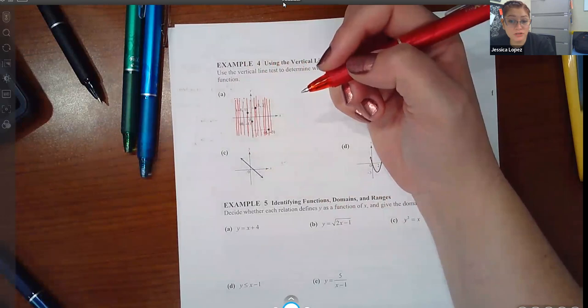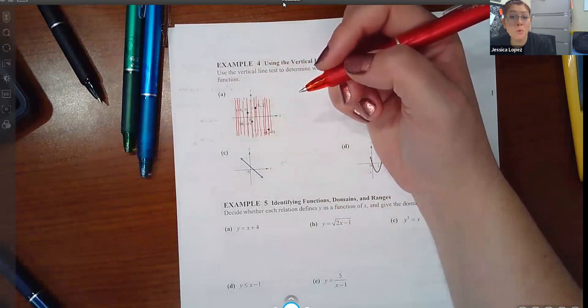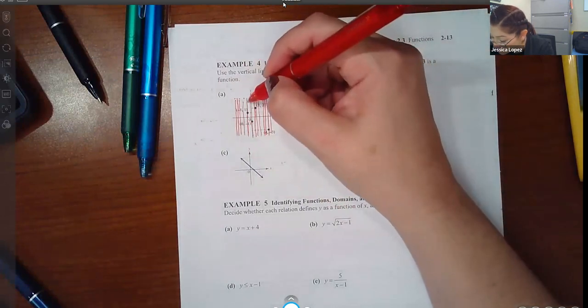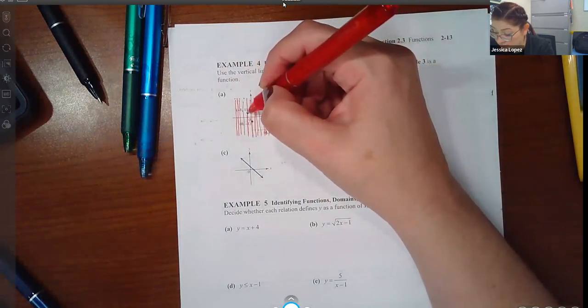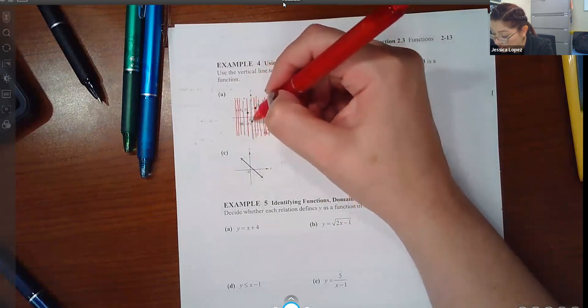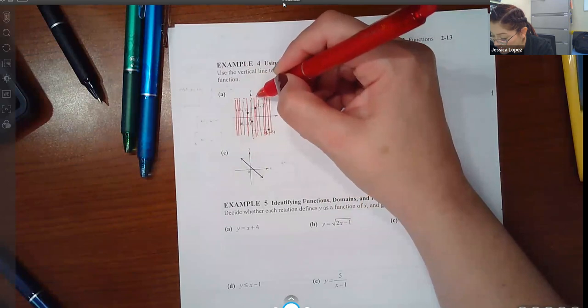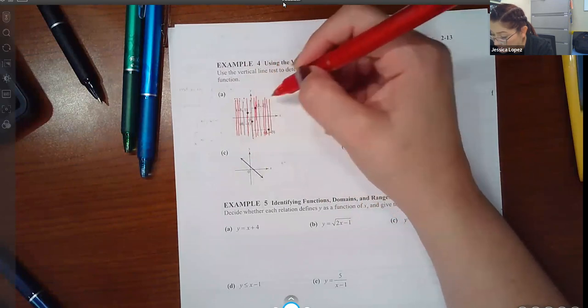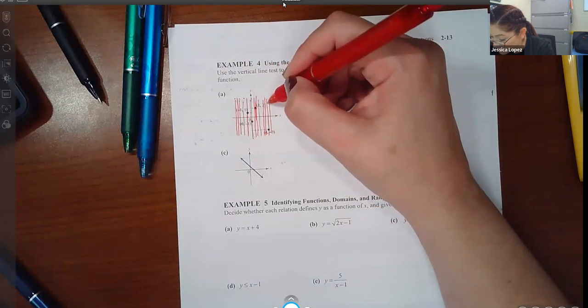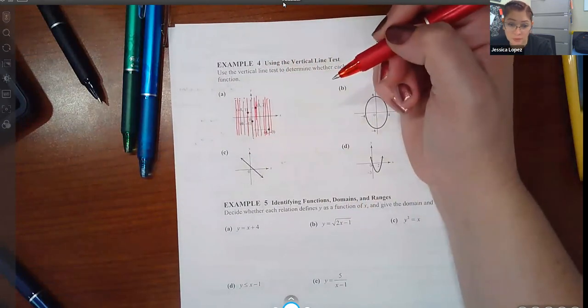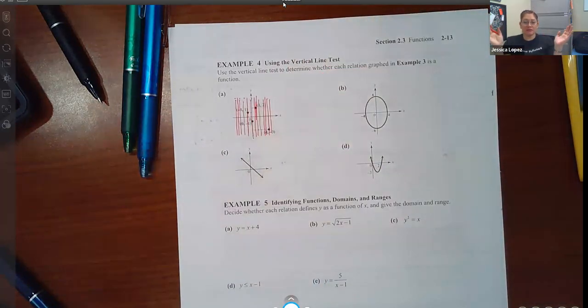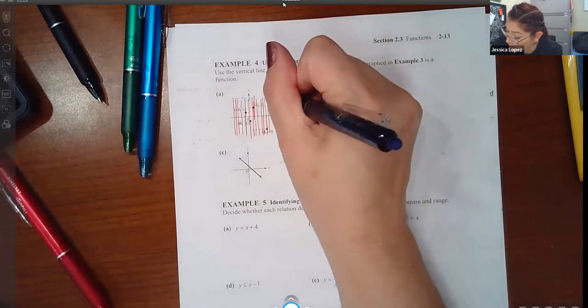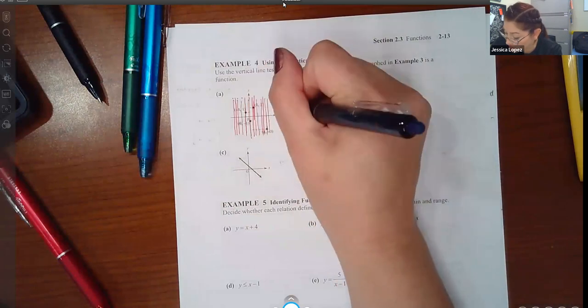The definition of a function is that it doesn't touch the vertical lines more than once. Notice that this vertical line does touch the function once at this point. This vertical line touches the function once at this point. This vertical line touches the point once, and these don't touch it at all. And then this one touches the function once at that point, okay? But none of these vertical lines ever touch the graph of the function or of the relation more than one time. So therefore, this relation is a function.